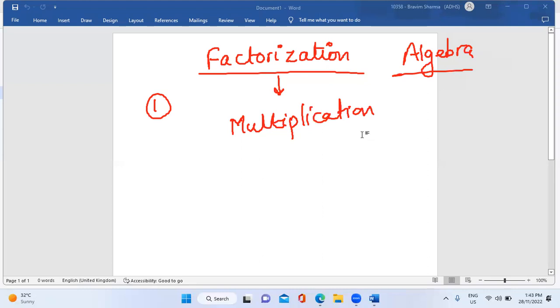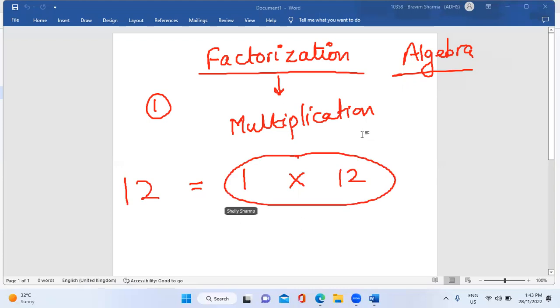For example, let's say I have to teach you factorization. So factorization is what? It is a kind of multiplication. Just remember this thing. Now, if we take an example of a multiplication, let's say 12 is a number. I can write it like 1 times 12. So this is a multiplication, and this is the factorization of number 12. I am writing 12 as a multiplication of 1 and 12.